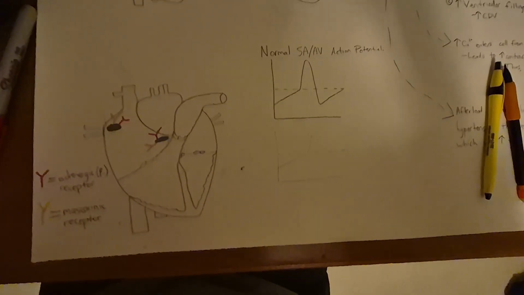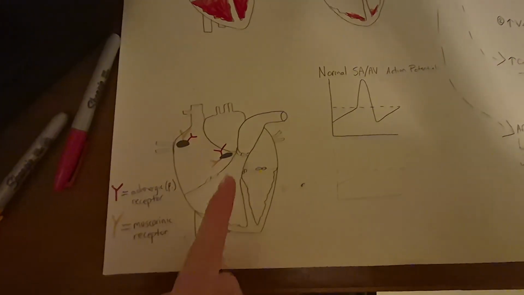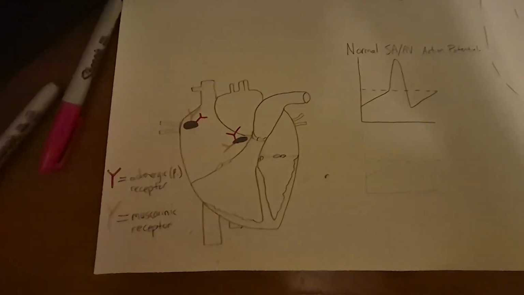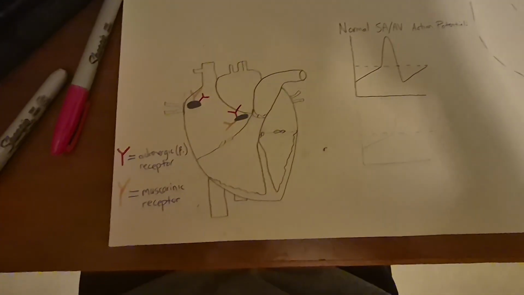So I want to do a video on the LO that says, explain the role of the ANS in the control of cardiac output. All right, so here is the heart. And in red represents an adrenergic beta-1 receptor. In orange represents a muscarinic receptor.